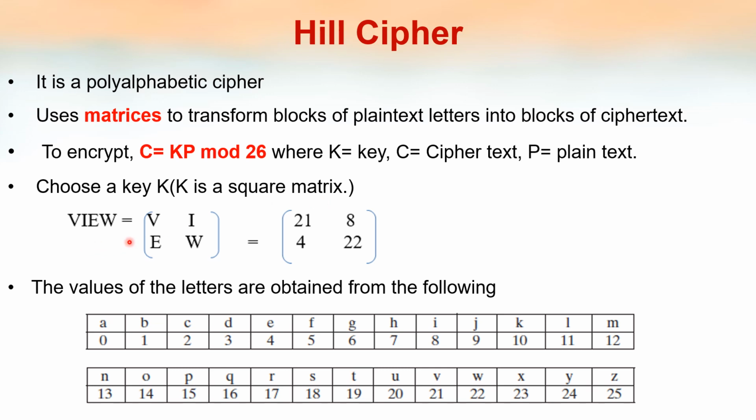Suppose VIEW is my key, so it will be written as a square matrix, and each letter is assigned a number in this order, starting from 0: A equal to 0, B equal to 1, etc., till Z equal to 25. So the value of V is 21, I is 8, E is 4, and W is 22. We convert these English letters into numbers based on these values from 0 to 25.